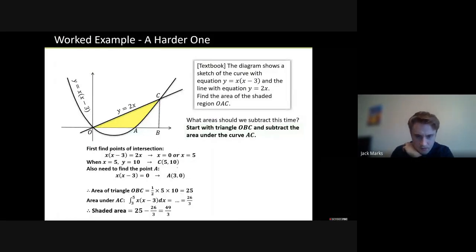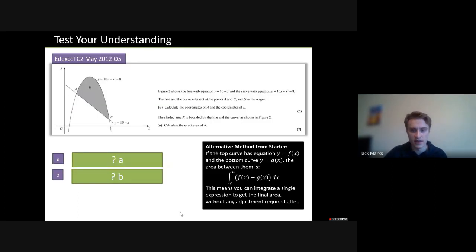So 5 and 3. So we found 5 and 3. We find the area of the triangle. So this is 5. It's 10 high. You can just substitute it in here to find the height. So 5 times 10 times a half is the triangle. When you integrate this thing, you get 26 over 2/3. So when you subtract, you will be left with this. There are other ways to do it, but this is sort of the recommended approach to answering this kind of question. Pause the video then and have a go one last time at this.